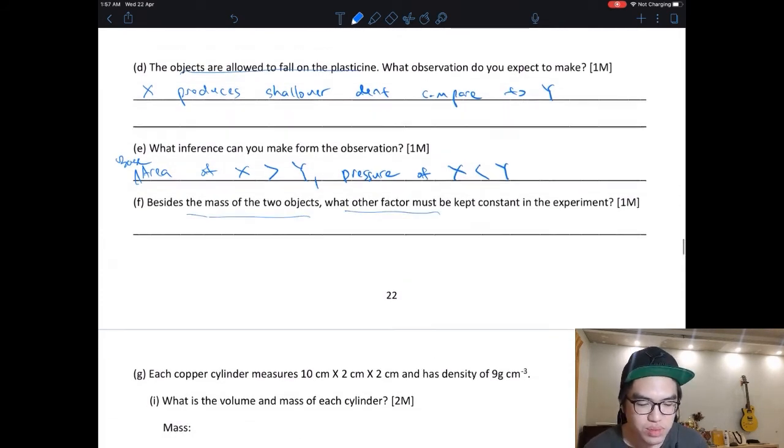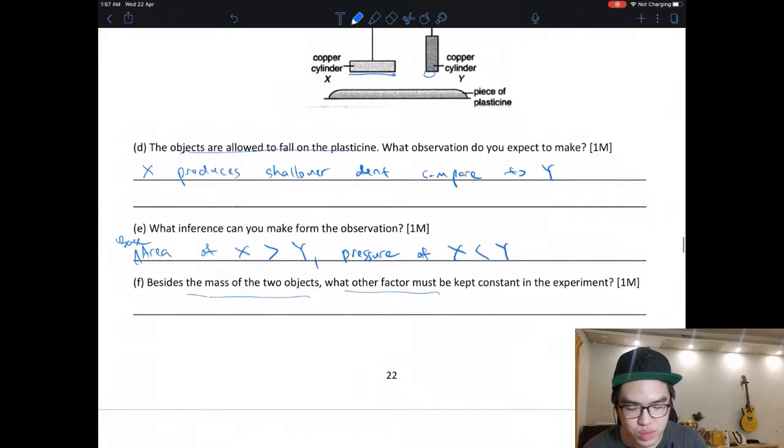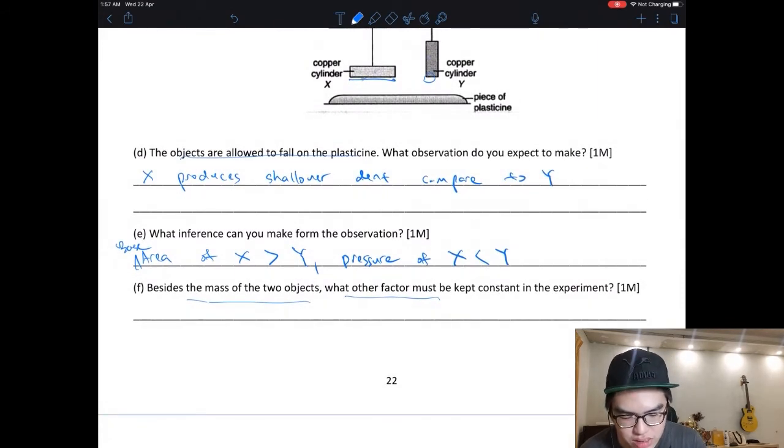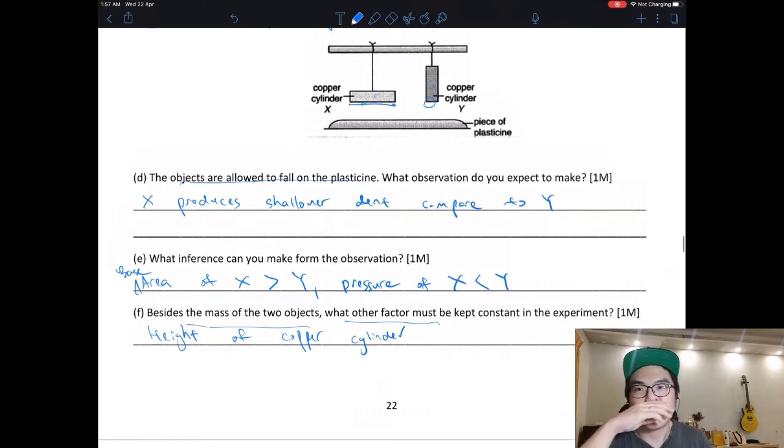Okay, so beside keeping the mass constant, what else can you keep constant? The height of the copper cylinder. Okay, because if I release one very low and one very high, of course the dent is going to be a different size. So they must be released at the same height.